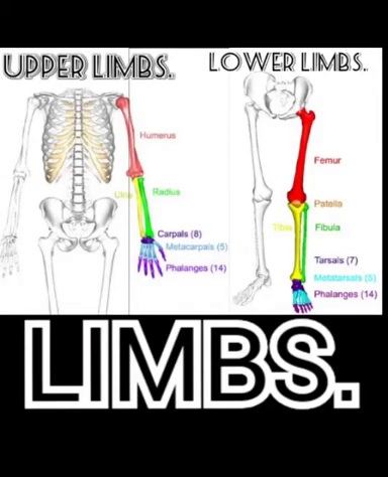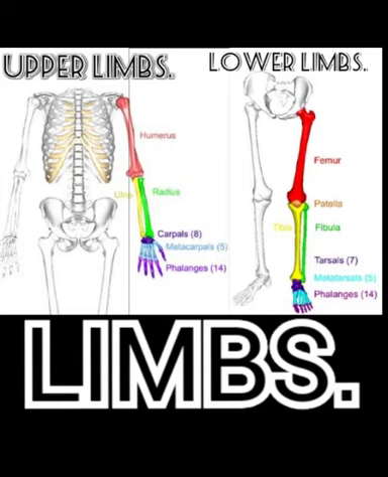Dear students, take page number 86 in your science book. Today in this session, we are going to learn about limbs, girdles, and functions of the skeletal system.